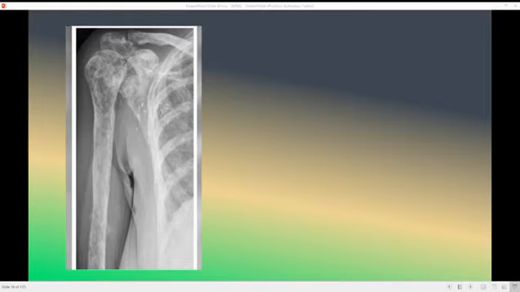What do you think the patient has? Okay, bone metastasis. From where? What do you think from where the bone metastasis? Someone wrote multiple myeloma. Someone wrote osteomyelitis. What do you think about the bone metastasis, from where?